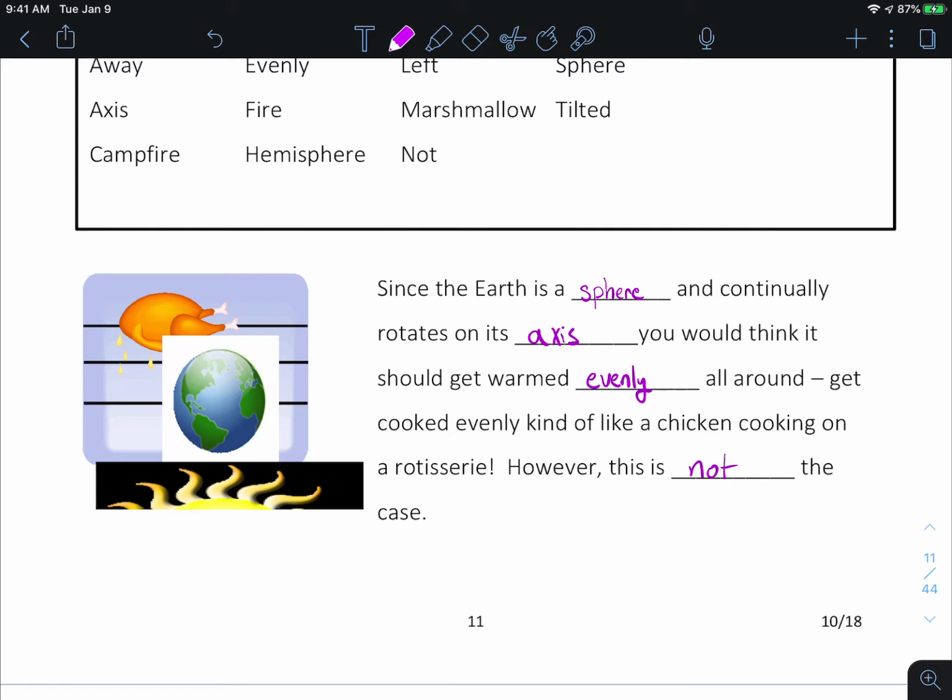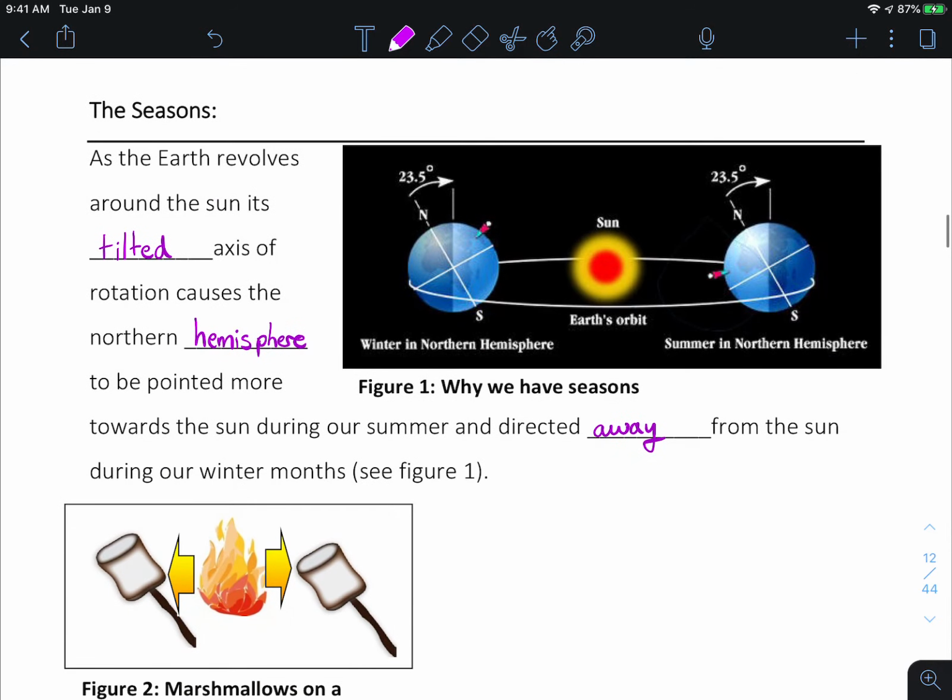The Earth is not evenly heated. In fact, some parts of the Earth are heated more than the others. And that's what we're going to talk about. This is essentially the source of the seasons.